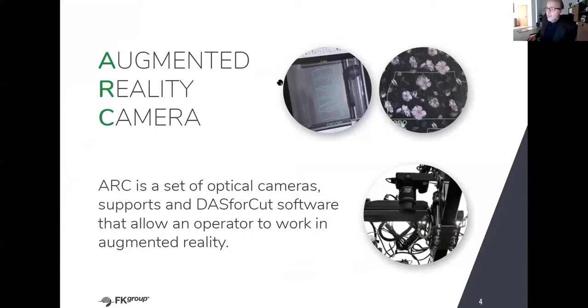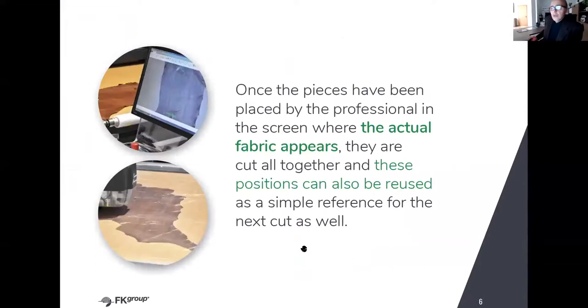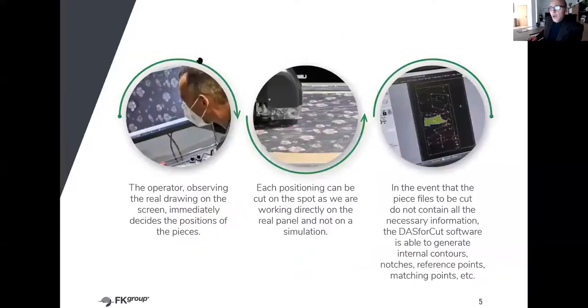As you've seen in the movie, ARC is a set of optical camera, dust4cut software, the software that permits us to manipulate, to do the nesting, to do any kinds of operation straight in the cutting machine. These are the phases, phase 1, phase 2, and phase 3. The operator observing the real drawing in the screen immediately beside the position of the pieces. What means? Means that you need an expert.